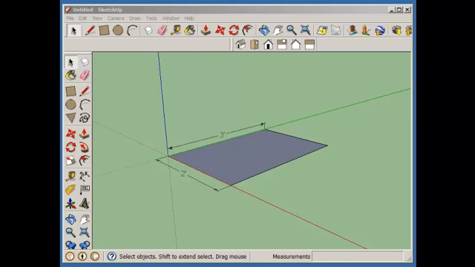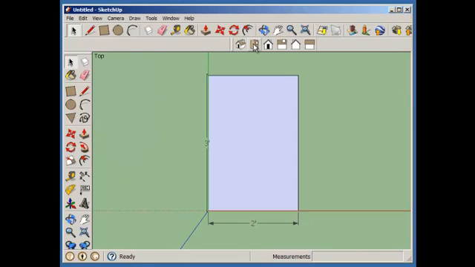Today I'm going to talk about area and perimeter. Notice that I'm starting with a rectangle that is 2 feet by 3 feet. It might not look like a rectangle because we're looking in three dimensions. If I click on the top view, you might agree that it's now a rectangle.